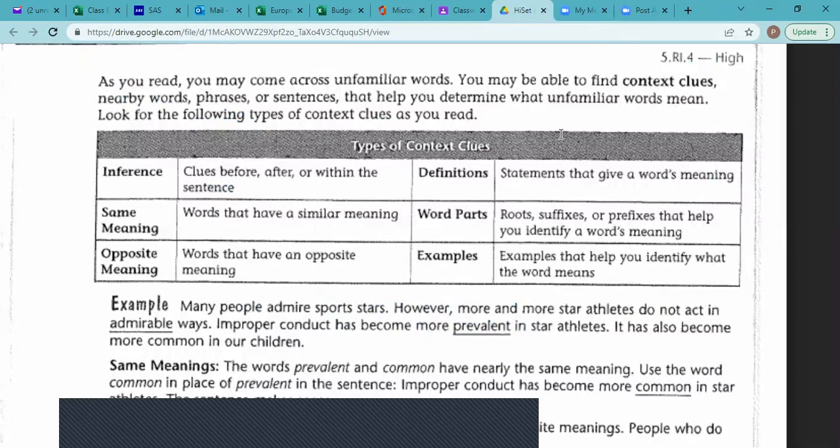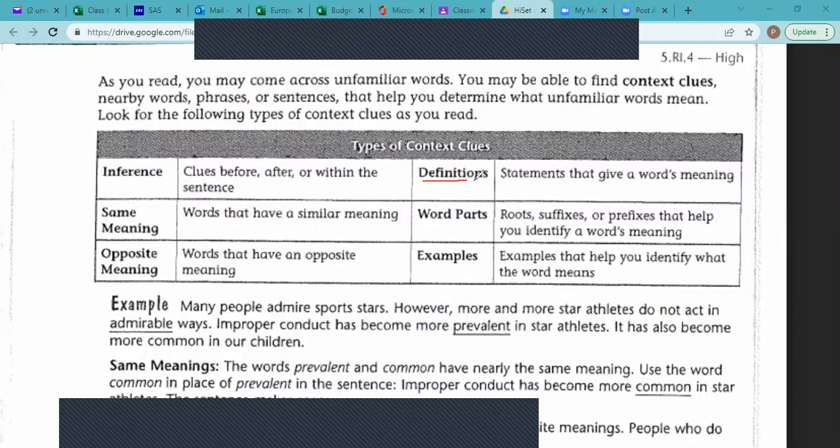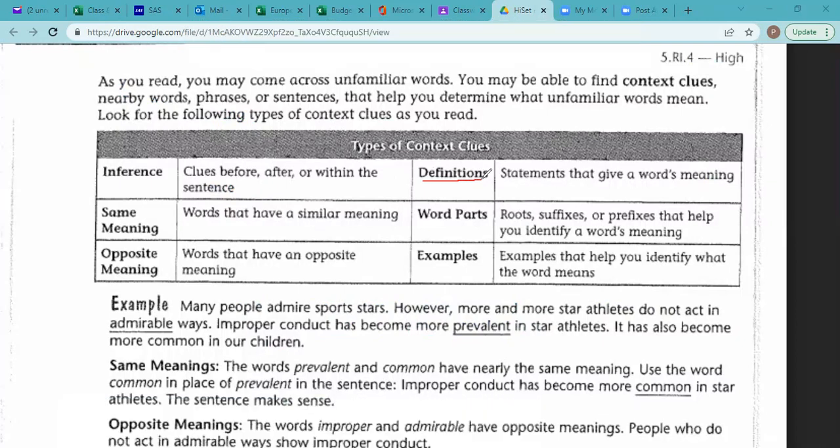Okay, let's see. Then we need to go to definitions. And of course, most of you know what a definition is, right? It's a statement that gives a word's meaning. All right, so I just looked up definitions. And then we're going to look in the near future at word parts. Some of those word parts would include roots, suffixes, and prefixes, and what those three things do is they help you identify a word's meaning, okay?